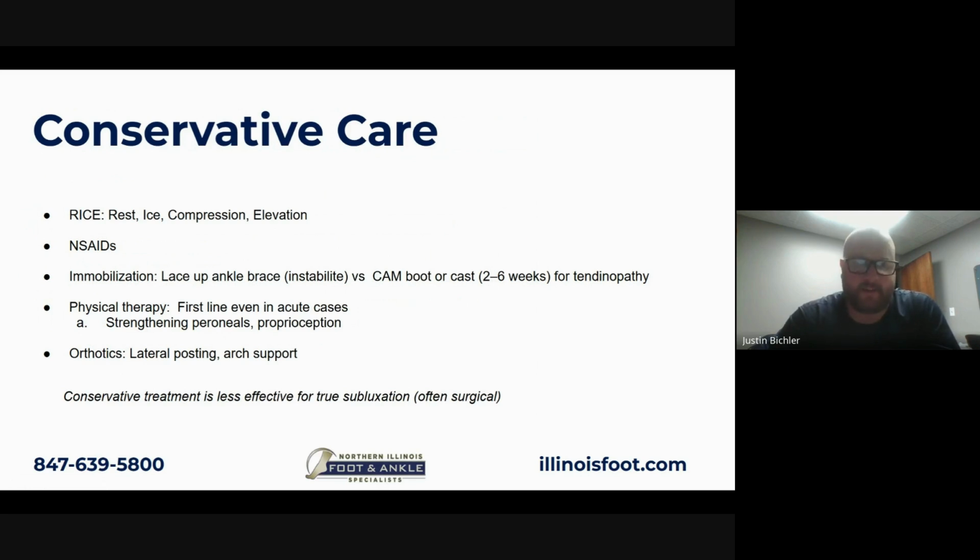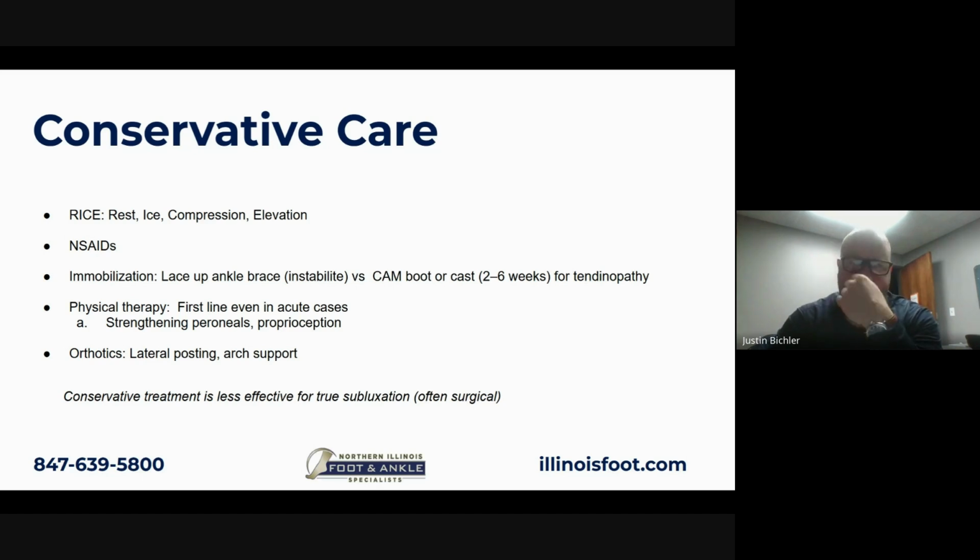So NSAIDs, immobilization, we tend not to rely on that as a crutch so much. Because once you get over that initial period of inflammation and swelling, people just do well if you push them through it, in my experience at least, and get them moving sooner rather than later. In really severe cases, sometimes we put people in a boot, let things calm down, maybe give them a steroid pack to help with the inflammation and the swelling, and then try to get them moving as soon as possible.